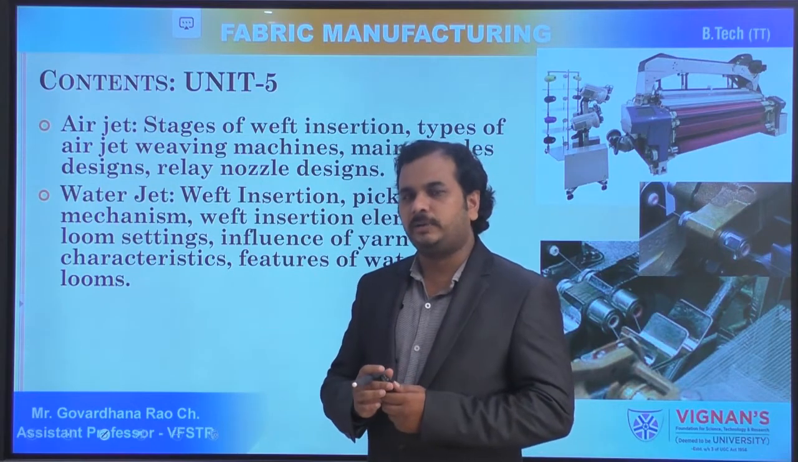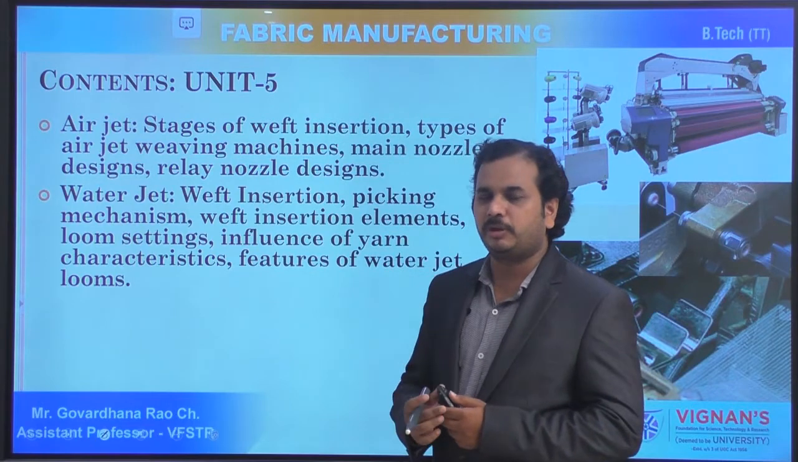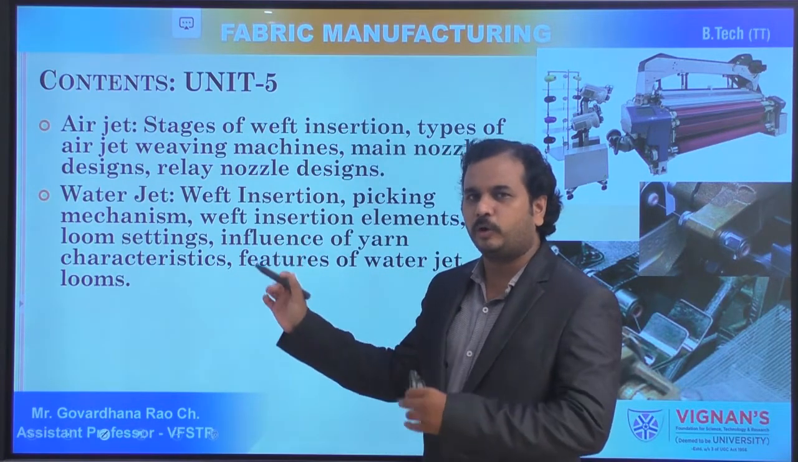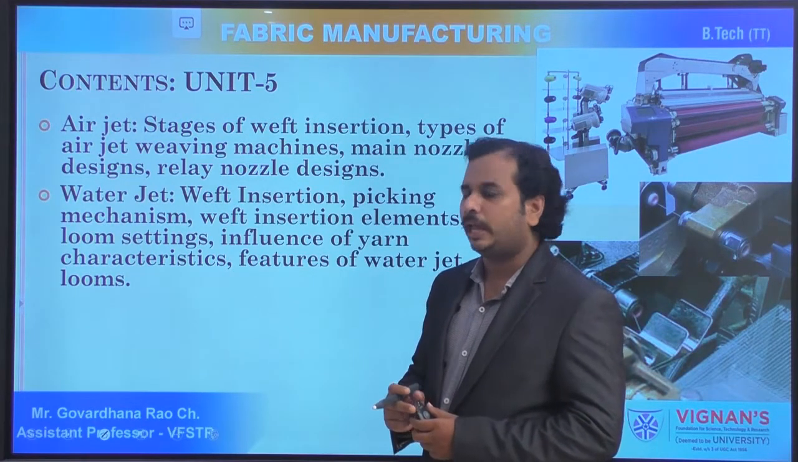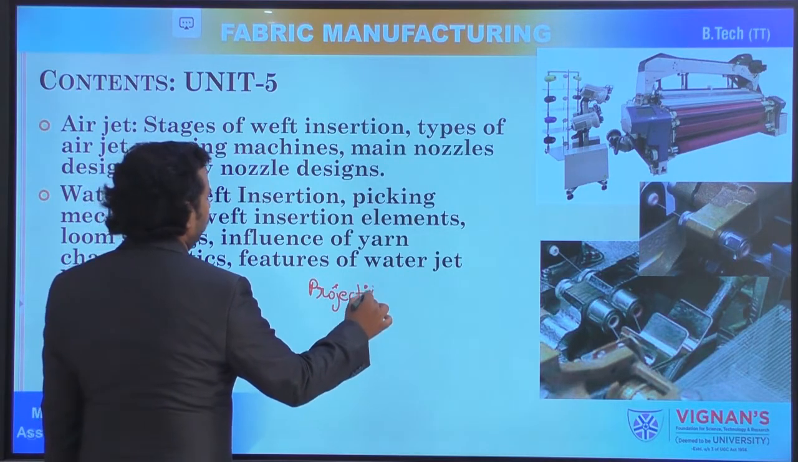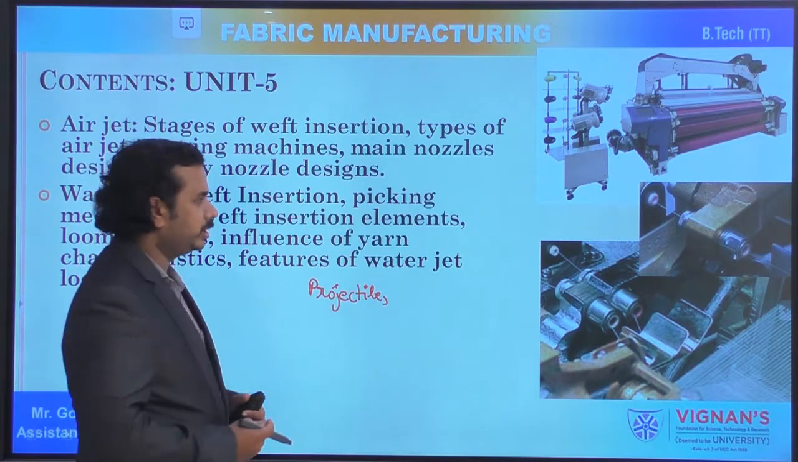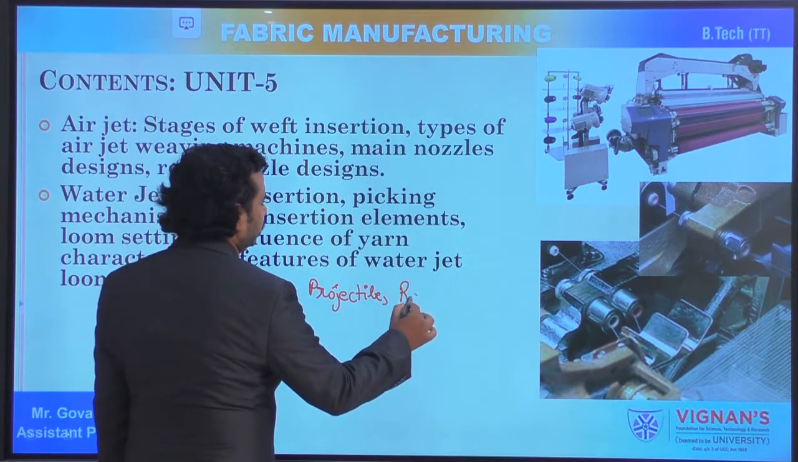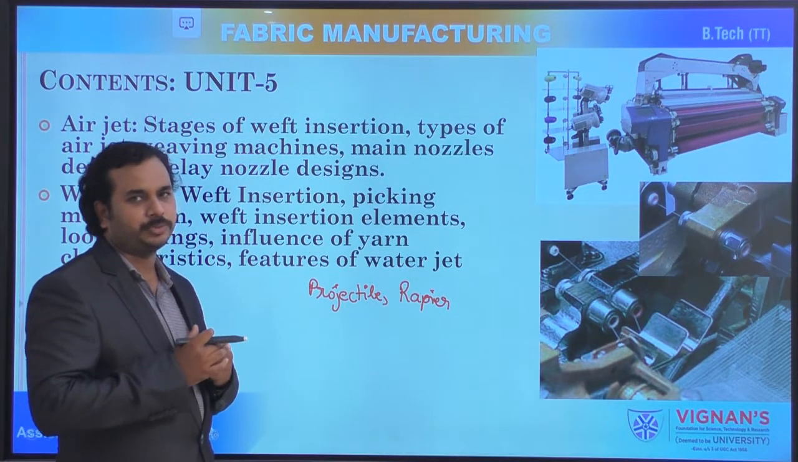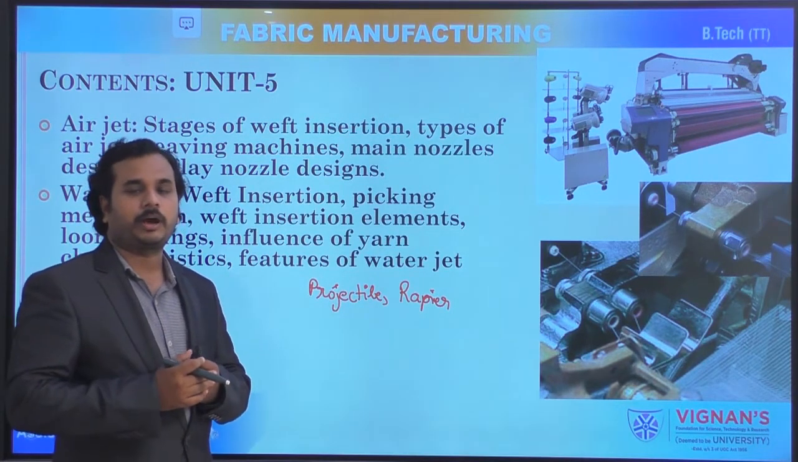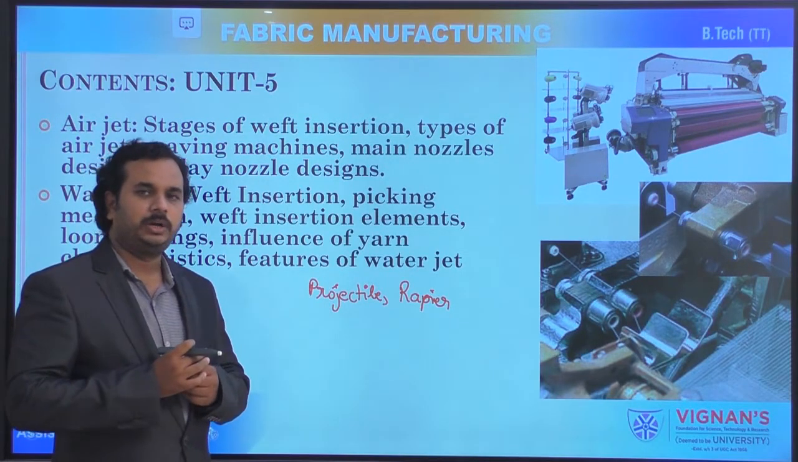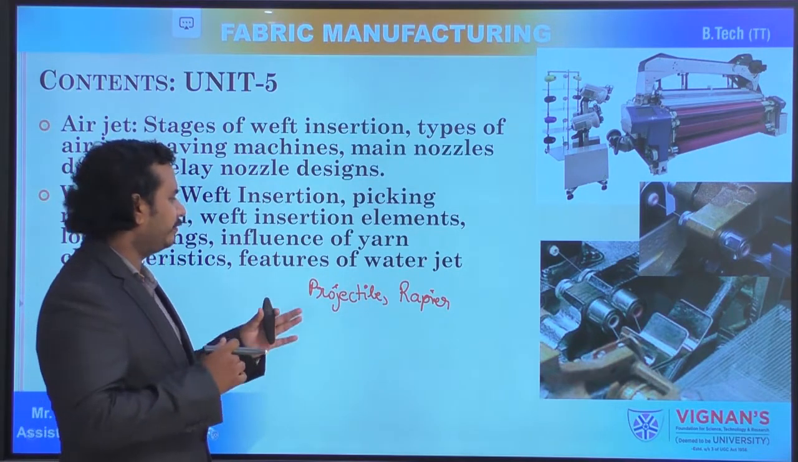All of this is about shuttleless weaving machines, which we have classified into different types. We discussed the projectile weaving machines, the single projectile and multiple projectile weaving machines. The next shuttleless machine was the rapier weaving machine, where we discussed the different types of rapiers and how they are classified according to the number of rapiers, rigidity of the rapiers, and weft transfer, that is, how the two rapiers transfer the weft yarn.